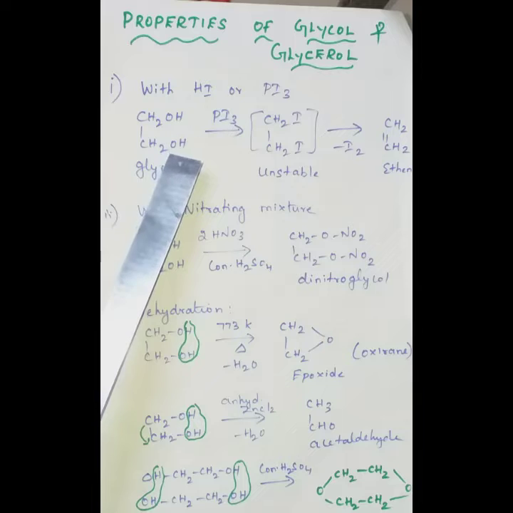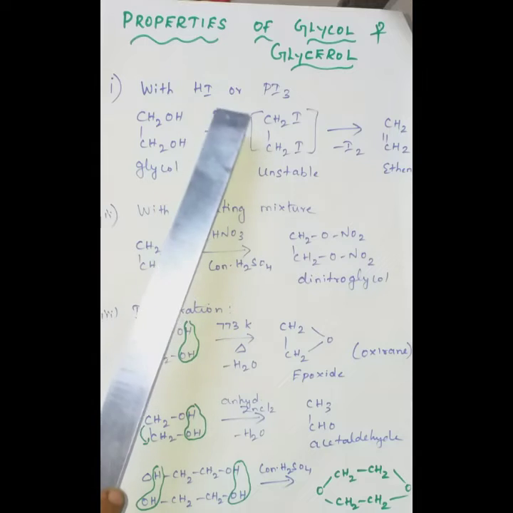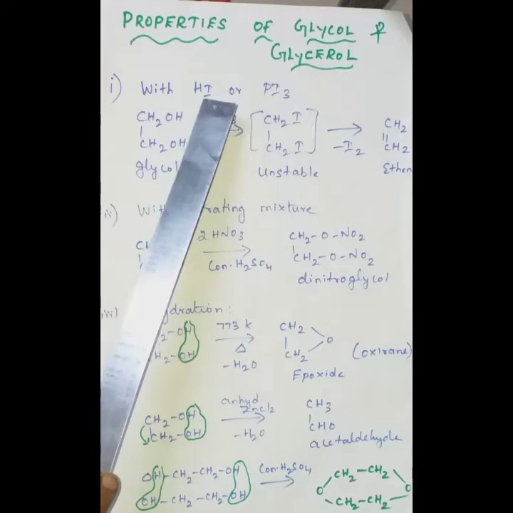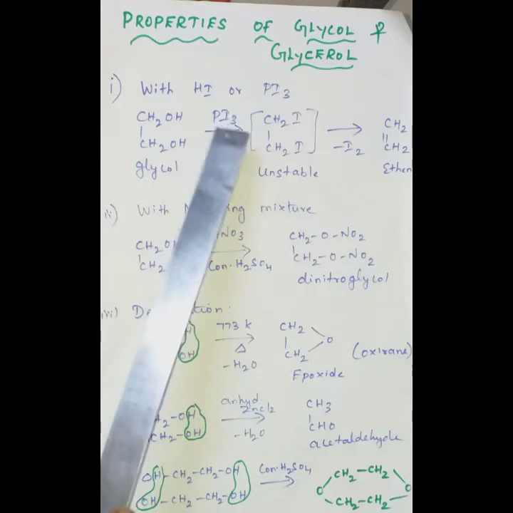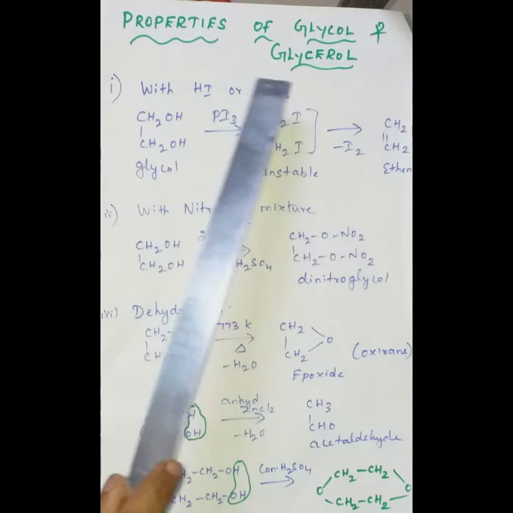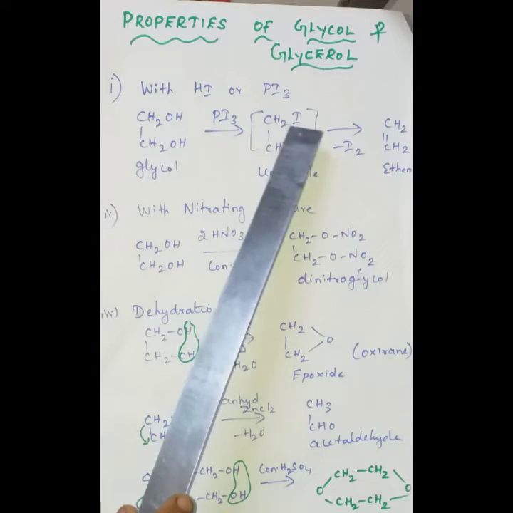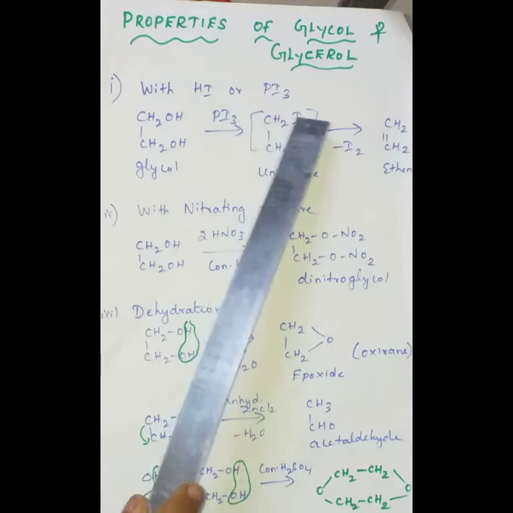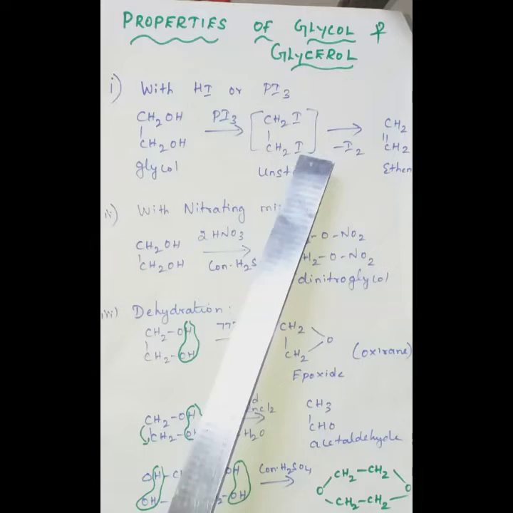First, glycol, formula CH2OH single bond CH2OH. When it is treated with hydrogen iodide or hydroiodic acid, or phosphorus and iodine, that is phosphorus triiodide, any one of these two reagents we have to use, glycol is converted into ethylene diiodide. Instead of the OH group, I is attached, and it forms CH2I single bond CH2I.